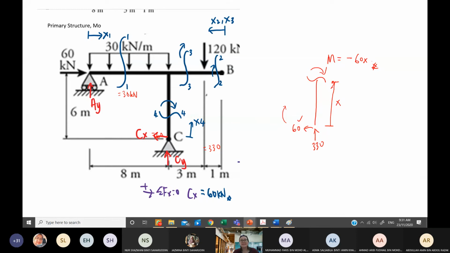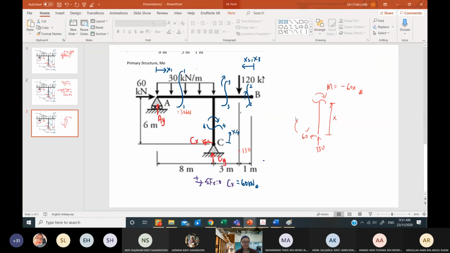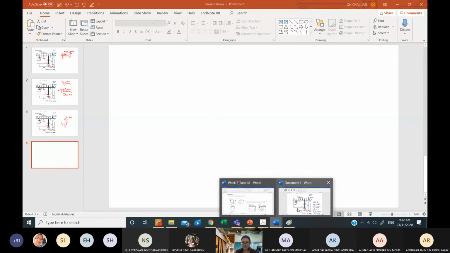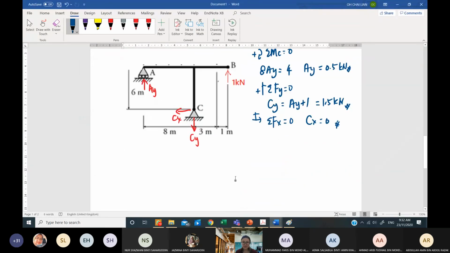Okay, can I prepare for this redundant structure while you put all your calculation tidy? I'm going to copy the redundant structure now for us to analyze. Okay. So now, where is the redundant structure?